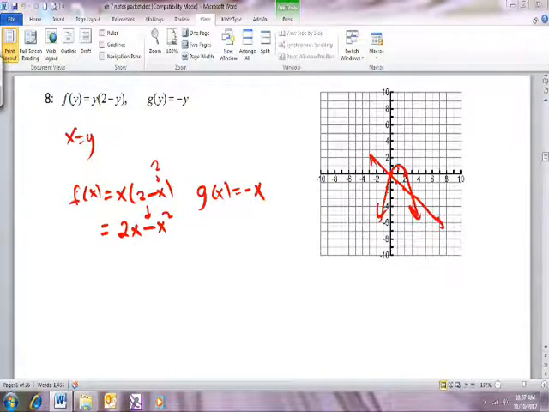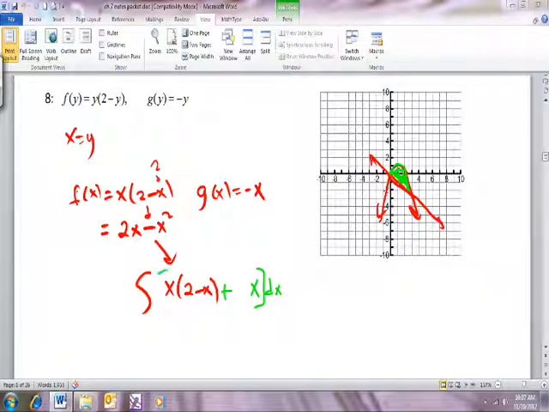So now I want to find my area between the two curves, top minus bottom. And just like all the other problems, I just have to figure out what the top equation is minus the bottom equation. So our top is x times 2 minus x, minus our bottom, minus a negative x, or plus x, dx. And then all you have left to do is find your bounds. You find your bounds by setting the two equal to each other. All right, I'll let you finish that on your own.